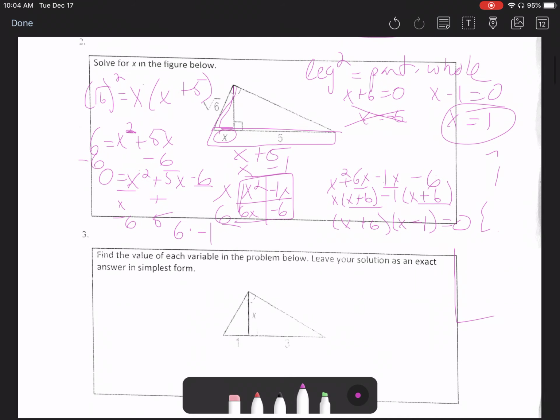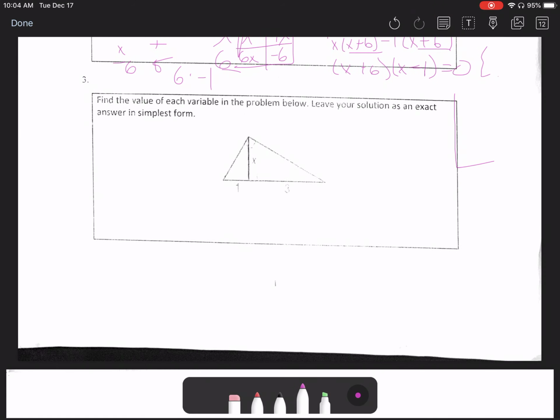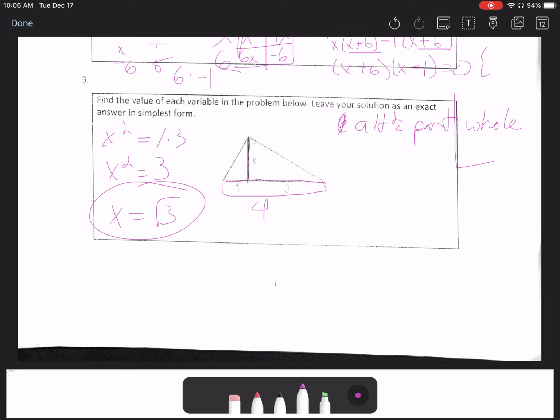Moving on to number 3. I can add both of the parts, which are 4, but this is that relationship: short leg over long leg equals short leg over long leg. So I know that the altitude squared is equal to part times whole. In this case, x squared equals 1 times 3. X squared is equal to 3. I take the square root, and x is equal to radical 3. And that's your answer for that one.